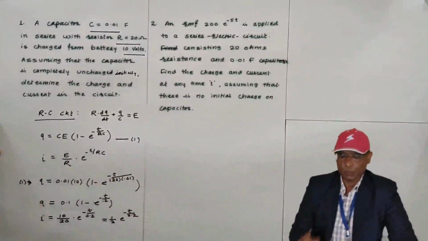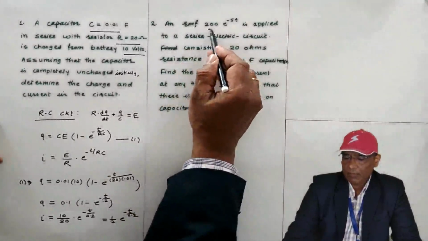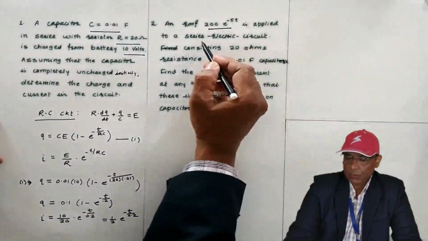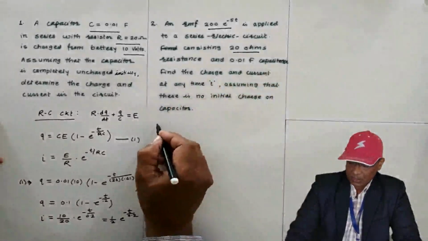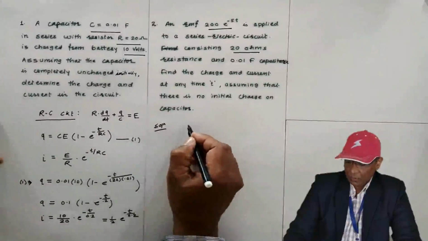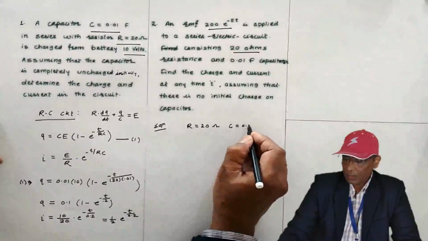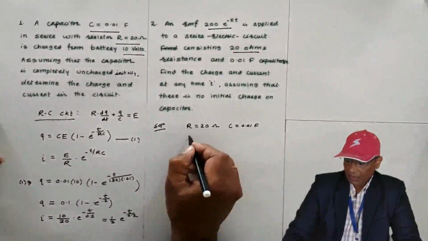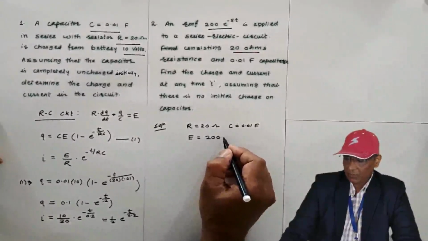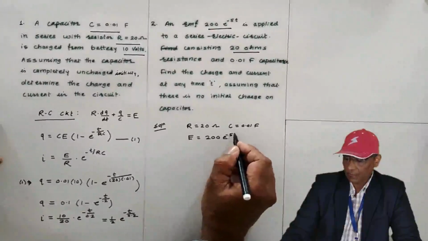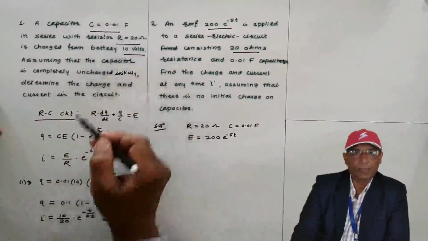Okay, in this way we have solved this problem. Now the second one. Here an EMF, the voltage, is applied to a series electric circuit consisting of 20 ohms resistance. See, here 20 ohms resistance is given, capacitance is also given, 0.01 farad, and the total EMF is also given, which is this one. In the examination, the values of C, R and E may be different.